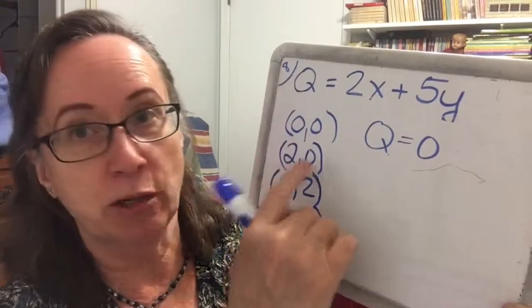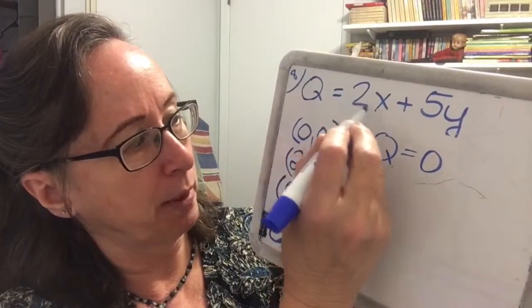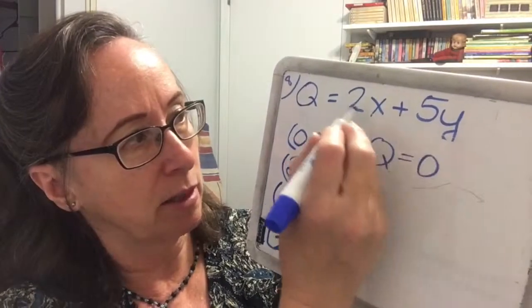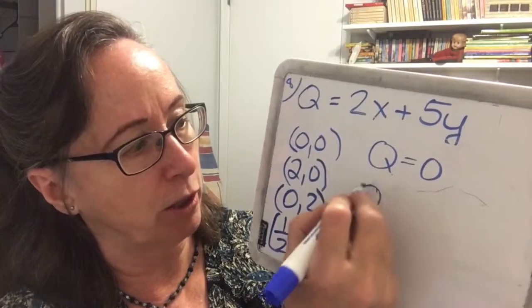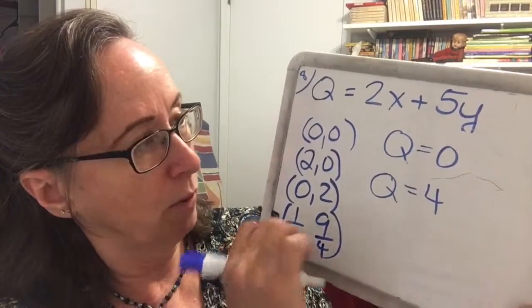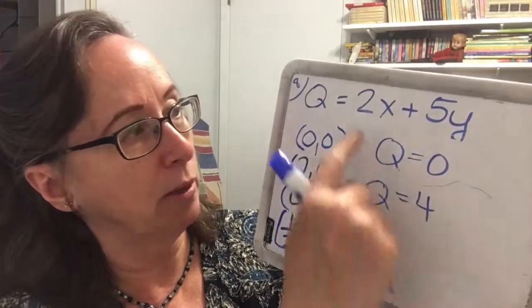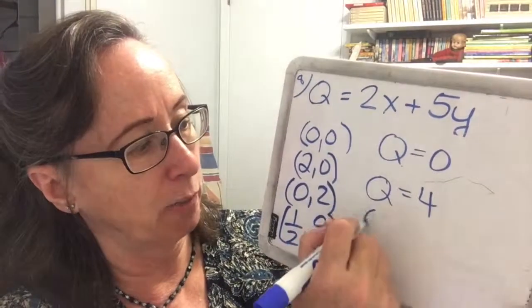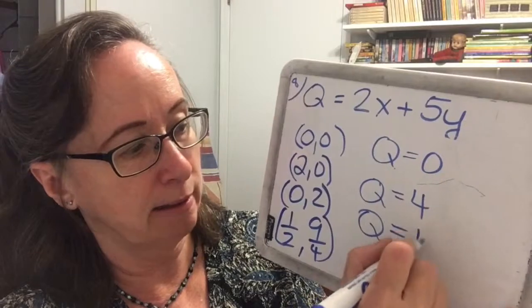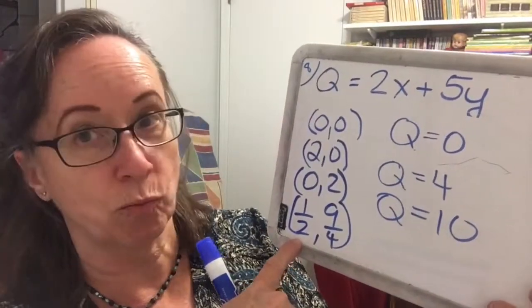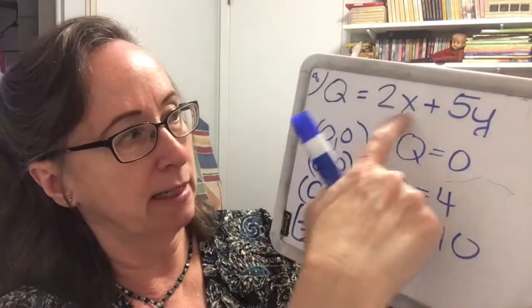But 2, 0 would be when I plug in x is 2 and y is 0. So I'm only going to get a 4. So q would be a 4 when I plug in 2, 0. When I plug in 0, 2, then x is 0, y is 2, and I would end up with q is 10.